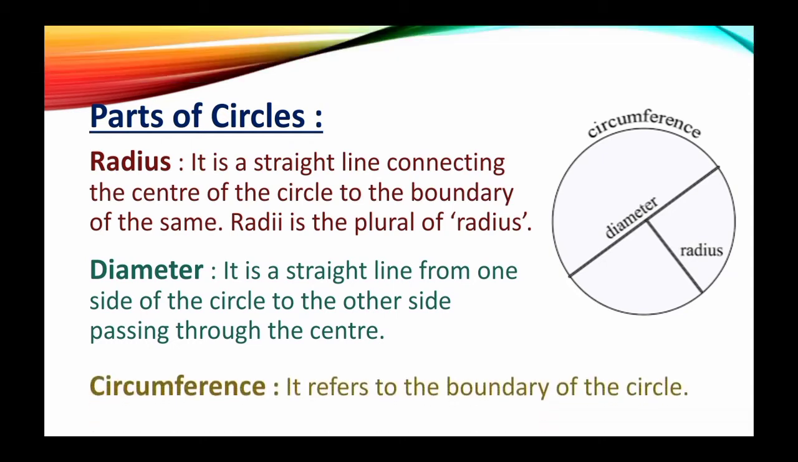Now move to the circumference of the circle. It refers to the boundary of the circle. The outer boundary of the circle is known as the circumference. If we measure the length of the boundary once around, that is known as the circumference.